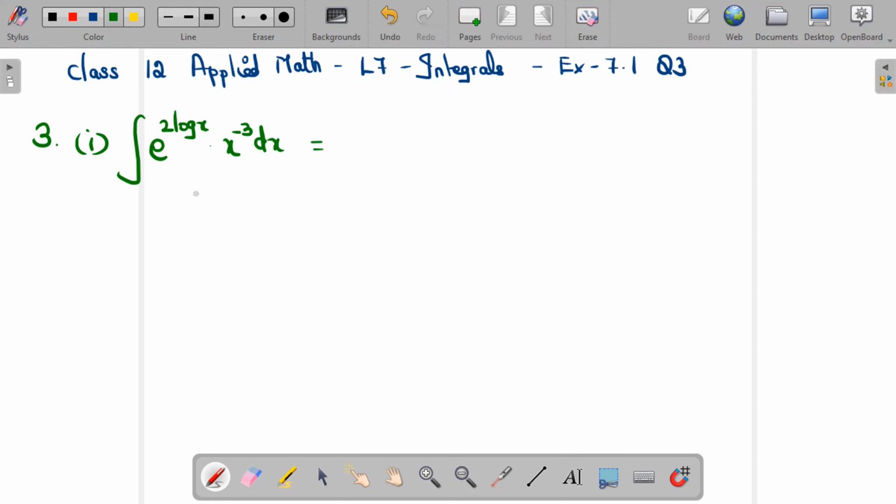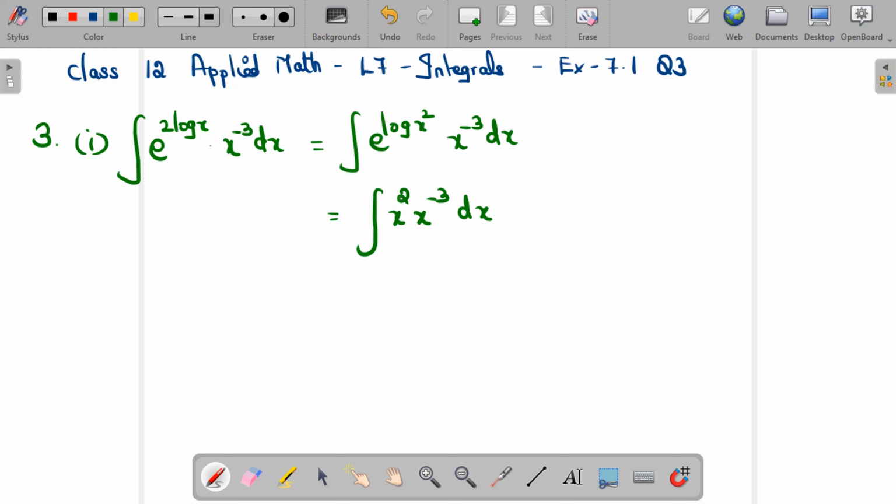So before we do the actual integration, I'm going to do some manipulation in the log using its property. Integral of e power 2 log x can be written as e power log of x squared into x power minus 3 dx. Now we know that e power log of some function means I can simply cancel out e and the log and write the function out. So this integral is still reduced as x squared into x power minus 3 dx.